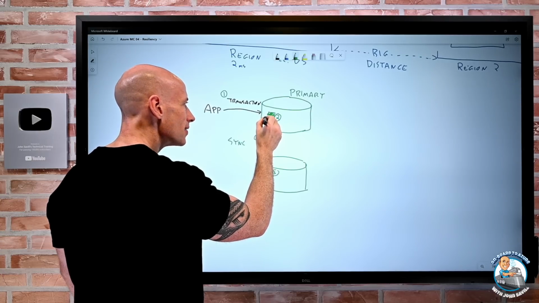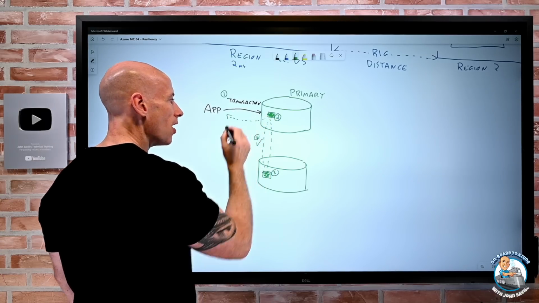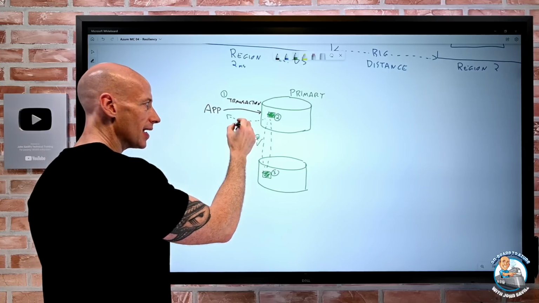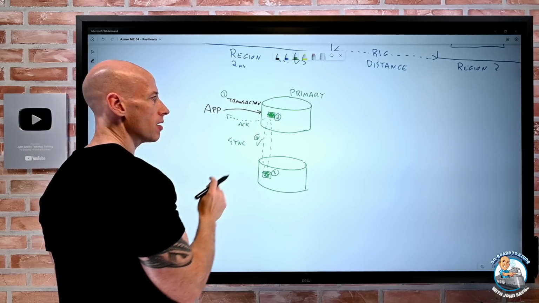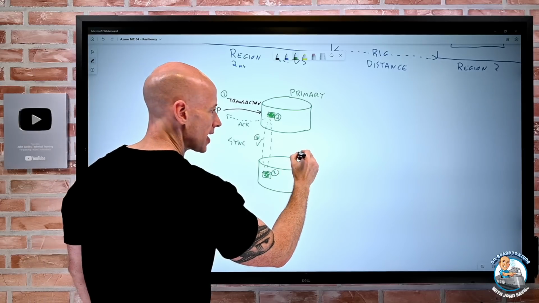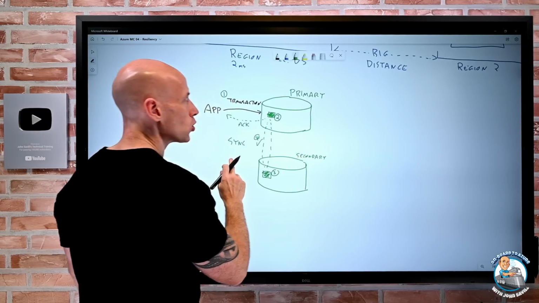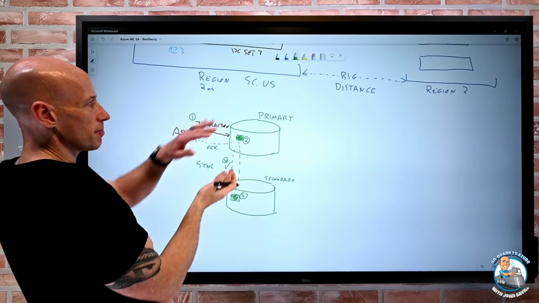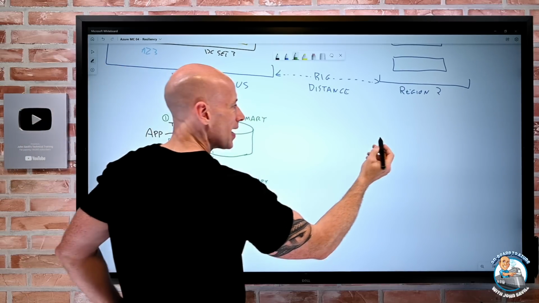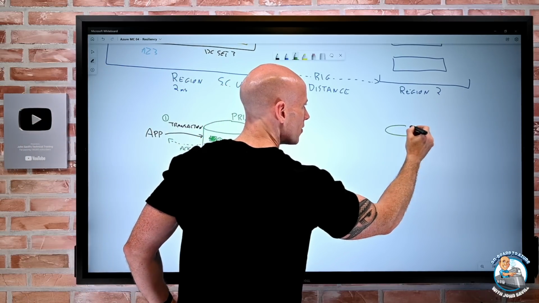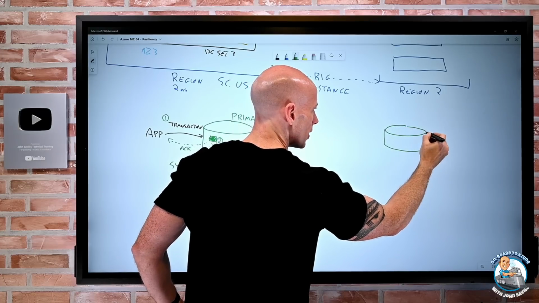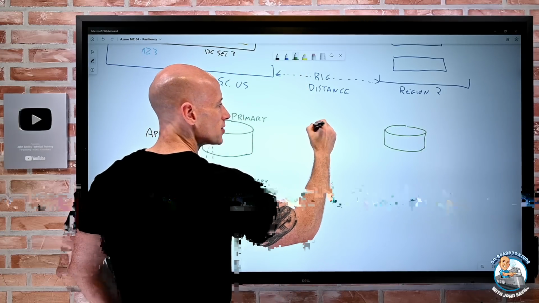And then only after it was durably written here, do I acknowledge it. And the app says, okay, that's good. So this was a secondary. Because that's all in the same region, there's super low latency between those. But maybe I have another copy all the way over here in this other region, hundreds of miles away. So for this, I have to use asynchronous replication.